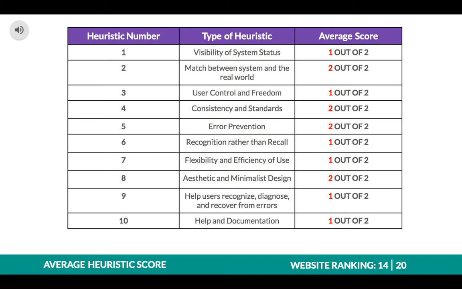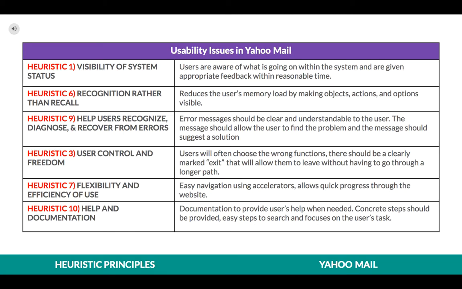Based on Jacob Nelson's heuristic principles, the ranking of the website was 14 out of 20. The summation of the average scores of each of the principles is 14, hence a ranking of 14 out of 20. The results of this investigation also revealed the suitability of the heuristic evaluation technique in pinpointing an enormous number of usability issues that could be utilized to improve various functionalities of Yahoo Mail.